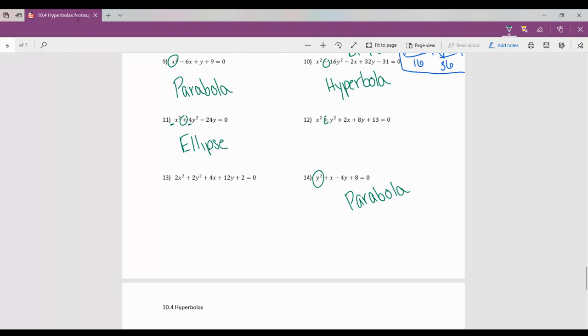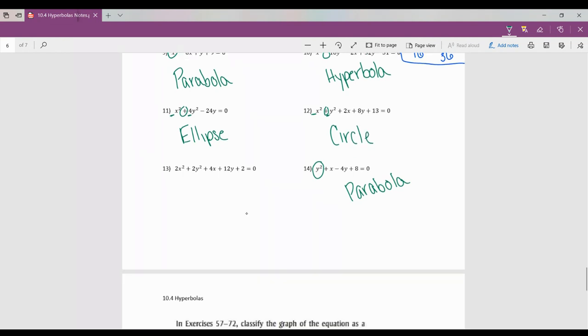This is a plus, so it's circle or ellipse. Because they have the same coefficient, it's going to be equidistant, so it's going to be a circle. And now for the last one, number 13, we've got a plus, so it's either a circle or an ellipse. I look at the coefficients. Since they're the same, it's going to be equidistant, so it's going to be a circle. So there's our shortcut. We don't have to go through the process of doing the standard form for these. If I'm identifying, I can use a process of elimination and that type of analysis.